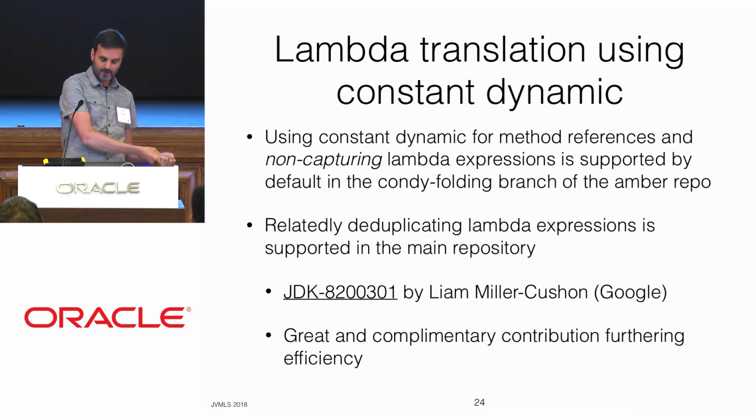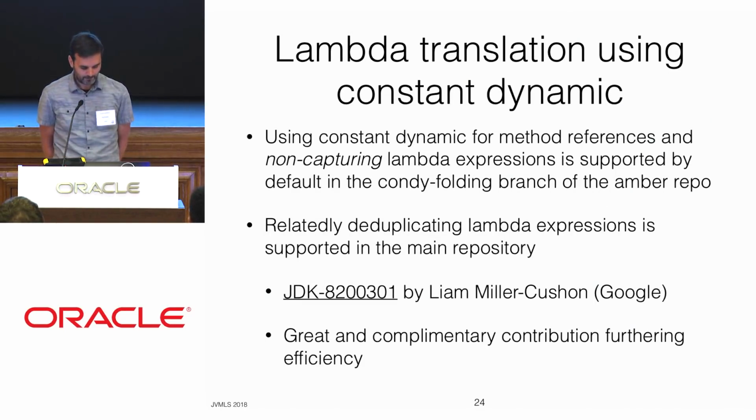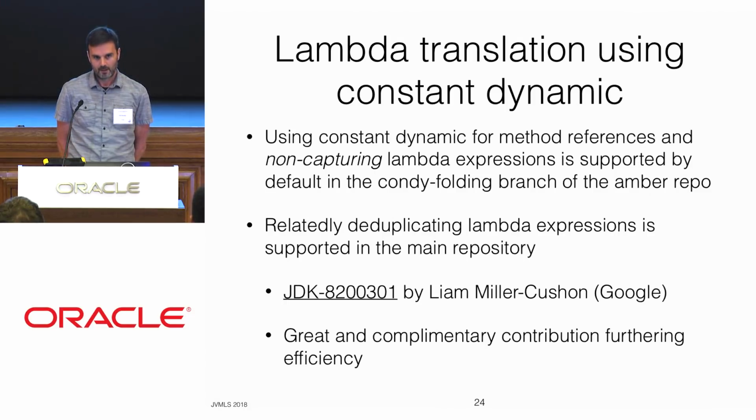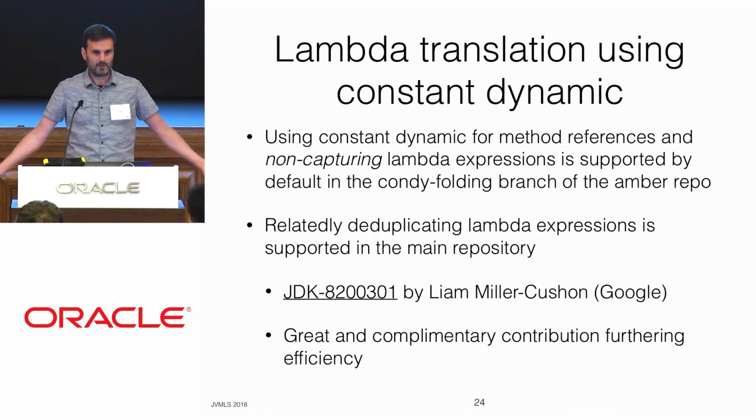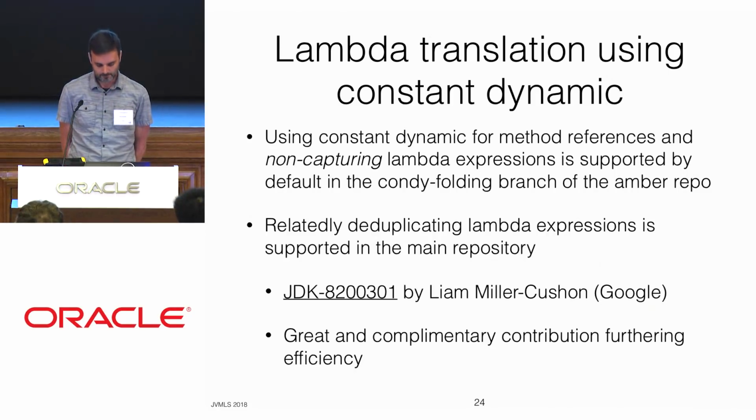Just as a segue, I think there's been some very useful related work done on this. I'll get onto it in a moment. So just to summarize, we can use ConstantDynamic for method references and non-capturing lambdas. Vicente modified Javac in the Amber repo to support LDC instead of Invokedynamic for method references and non-capturing lambdas, because if they're capturing, they're not essentially constant.